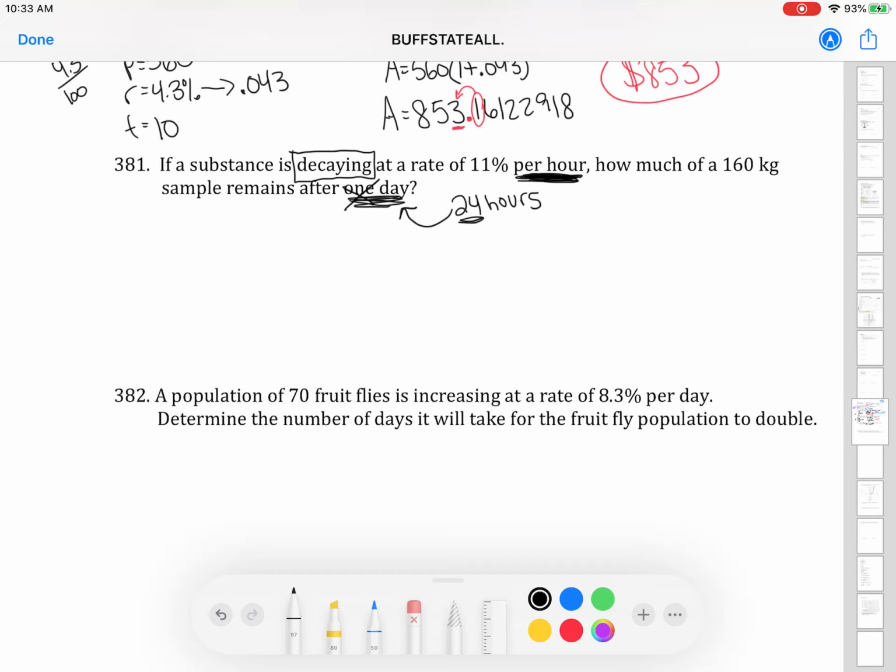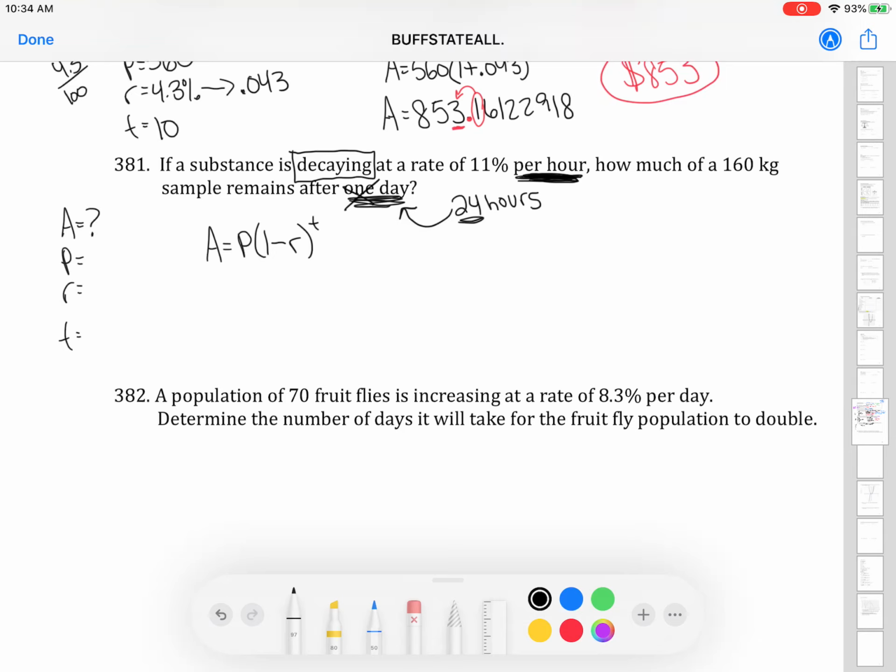All right, what we're going to do now is write out the formula. This one says decaying. It even says decay right in the problem. So I'm going to use my decay formula: A equals P times (1 minus R) to the T. And I'm going to have the party off to the side: A, P, R, T.